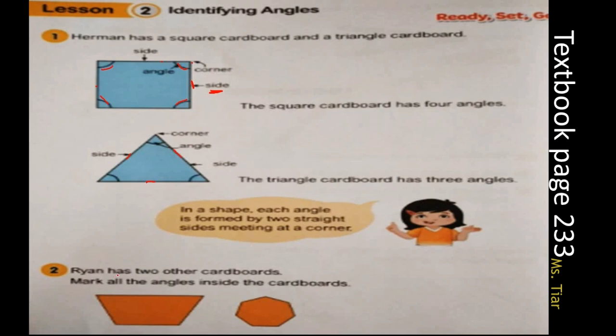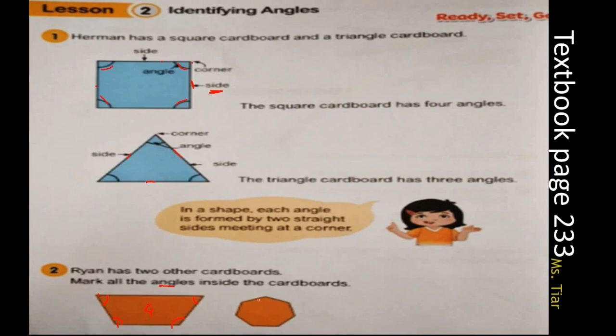Now look at number 2. Ryan has 2 other cardboards. Mark all the angles inside the cardboards. I repeat, you have to find out the angles. So angles, once again, 2 lines meet in a point. So this is the first point, right? So this is the first angle. Is this an angle? Yes, because it meets in one point. And then here, and then this one. So how many angles here? We have 4 angles. Now look at this side.